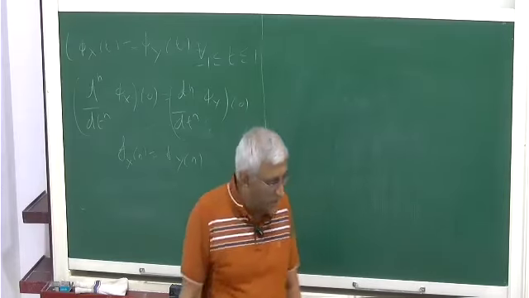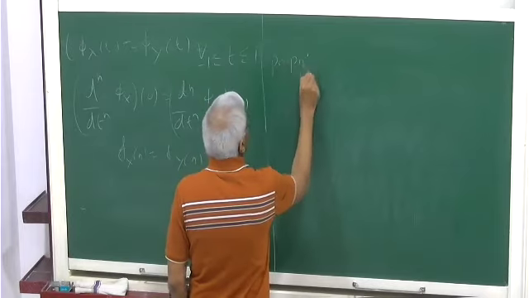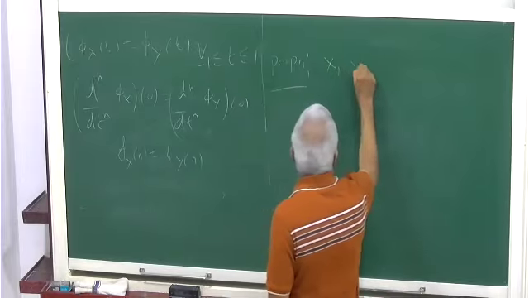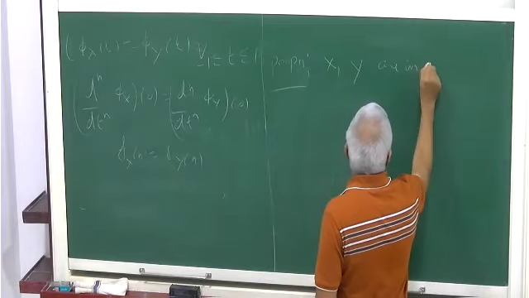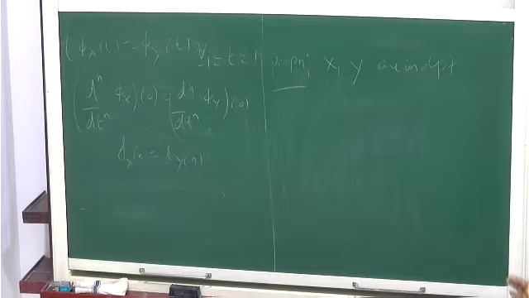So, let's do this proposition. X, Y are independent. Because when we talk about independent, they are defined on the same probability space and satisfy the condition of independence. Otherwise, it doesn't make sense.